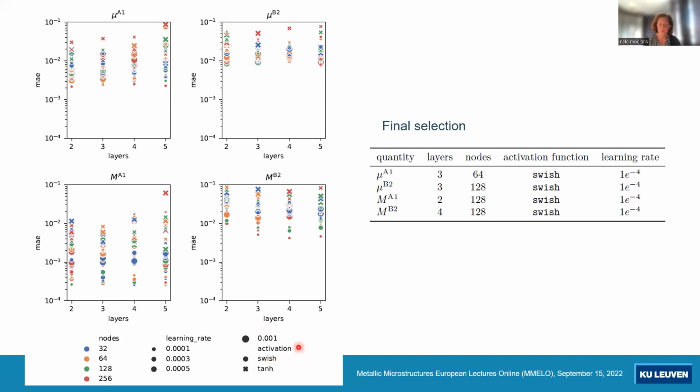activation functions. There is also a learning rate, that's also a parameter that you can set. And for all of them, he computed the mean average error, and then he tried to find out what the best settings are for each of these quantities. And we found that the tangent hyperbolic function is not a good one, but this one is better. Depending on the property, you need 3 or 4 layers and something like 128 nodes. So it's a more complex model than we had for the sublattice fractions, also a more expensive one, and the accuracy is also less than what we obtained with the sublattice fractions.